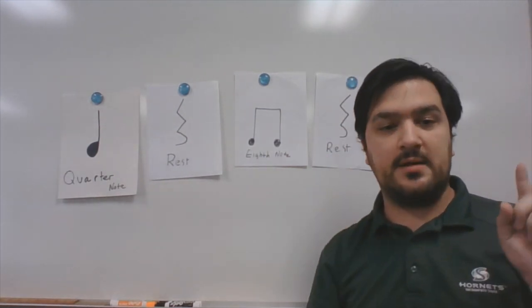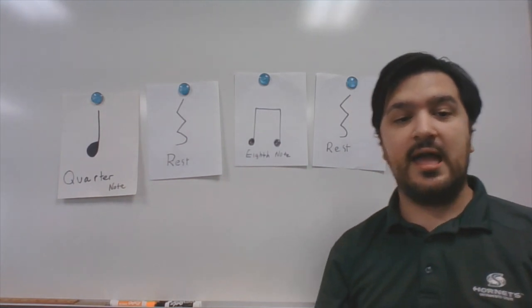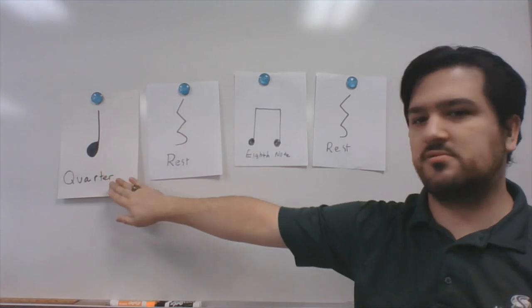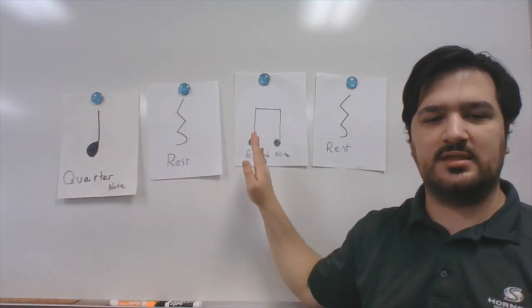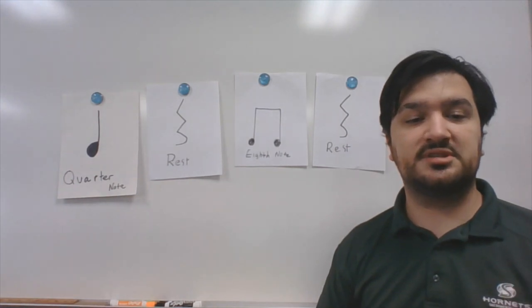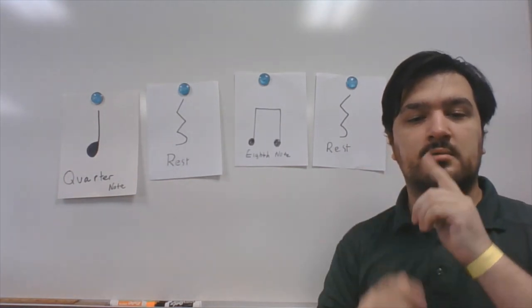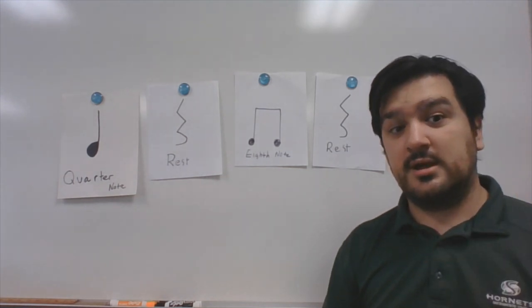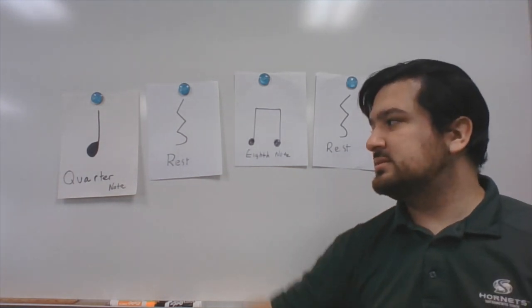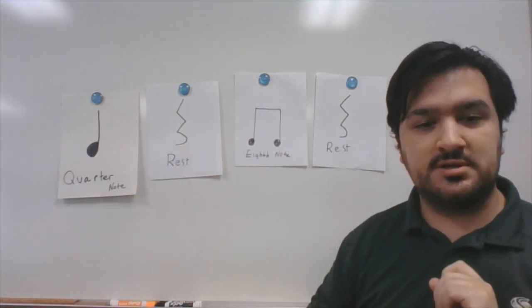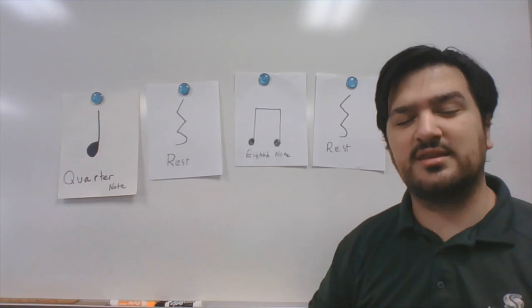Now this one, I want you to say it first, and then I'll say what it's supposed to sound like, and we'll check it out. So we have quarter note, rest, eighth notes, rest. Ready? One, two, you say it, go. You think you did it right? Let's see. It should sound like this. Ta, sh, ti, ti, sh. Think you did it right? I think you did it right too.